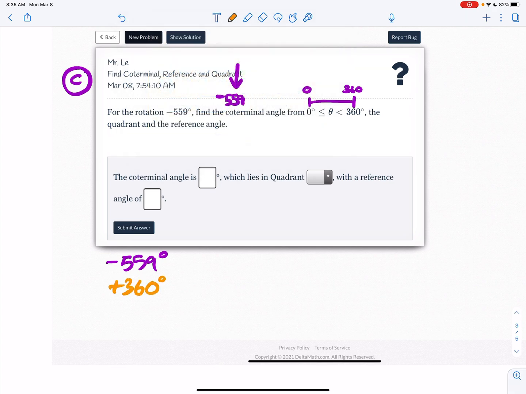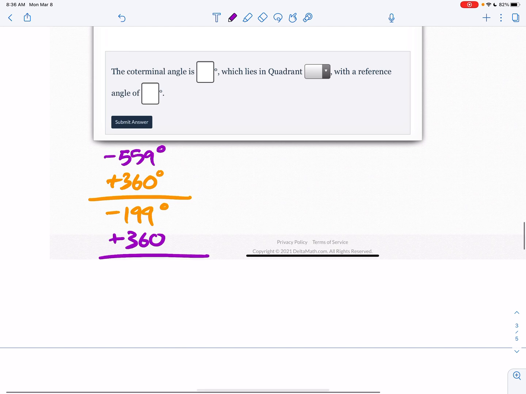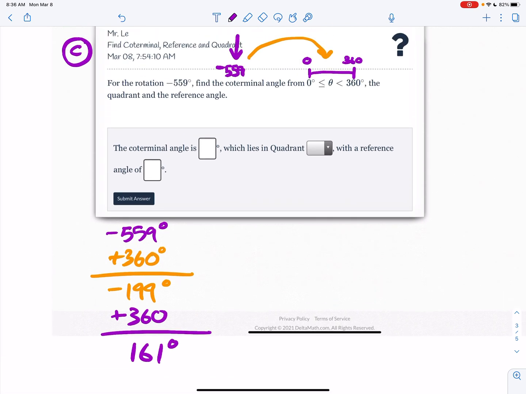So when it's too large, we subtract. When it's too small, we add. Okay? What you're trying to do is push this so that it's somewhere in between 0 and 360. So here we go. Negative 559 plus 360 gives us negative 199 degrees, which is still not in between 0 and 360. So I'll go ahead and add another increment of 360. And that gives me positive 161 degrees, which is definitely somewhere in between 0 and 360.